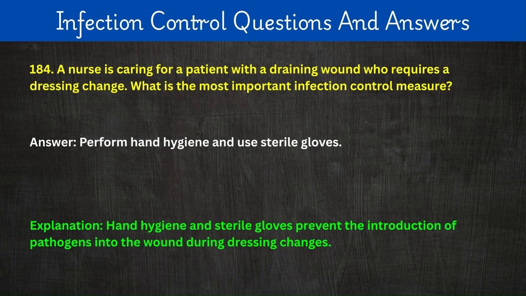184. A nurse is caring for a patient with a draining wound who requires a dressing change. What is the most important infection control measure? Answer: perform hand hygiene and use sterile gloves. Explanation: hand hygiene and sterile gloves prevent the introduction of pathogens into the wound during dressing changes.